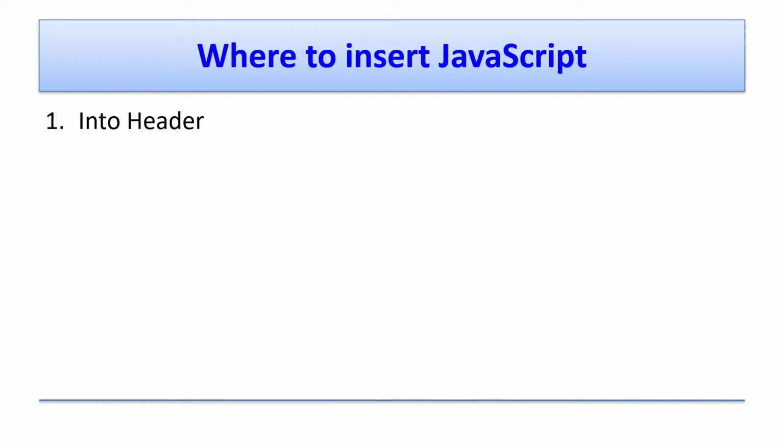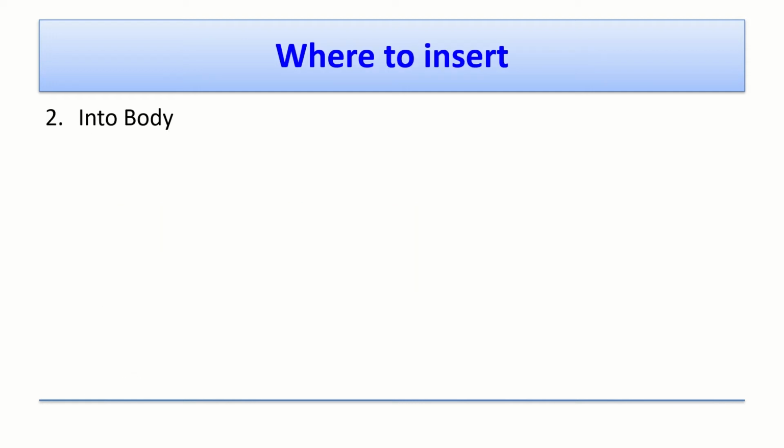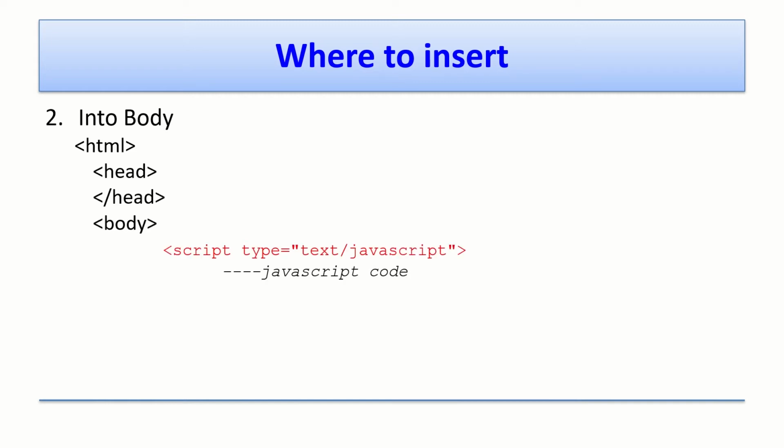Then we have to insert our JavaScript. Again, there are four methods. The first one is we can insert JavaScript into the header section of our web page. Inside the header section, we can insert the JavaScript. You can use either method, that means you can use the type or language attribute. The next one is we can insert it into the body section. Inside the body section of our web page, we can insert the JavaScript. Again, we can use either method, that means either attribute, type or language.